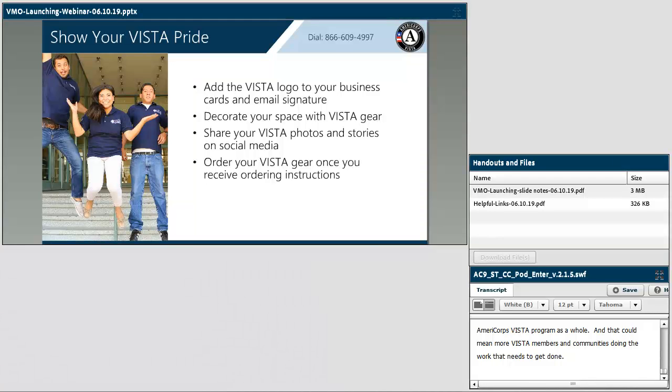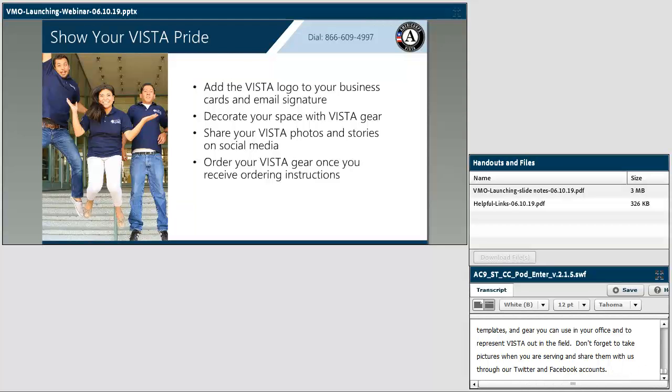The Helpful Links handout includes links to some business card templates, publications, and gear that you can use in your office and to represent VISTA out in the field. And don't forget to take pictures when you're serving and share them with us through our Twitter and Facebook accounts. We may well share your story or retweet your photo.